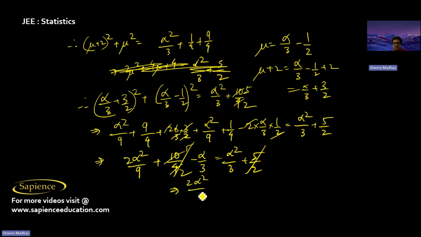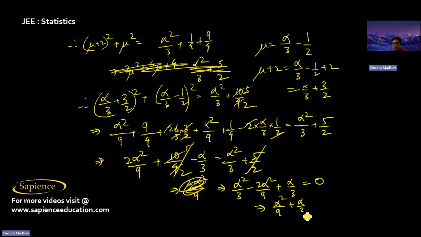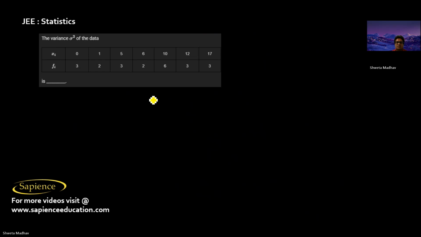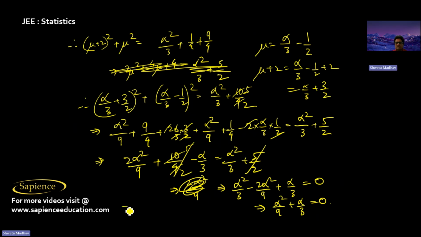So 2 alpha square by 9, or I can say this will be alpha square by 3 minus 2 alpha square by 9 plus alpha by 3 is equal to 0. So it means alpha square by 9 minus alpha plus alpha by 3 is equal to 0. Therefore, I can multiply by 9, so alpha into alpha plus 3 is equal to 0. So alpha will be 0 or minus 3.